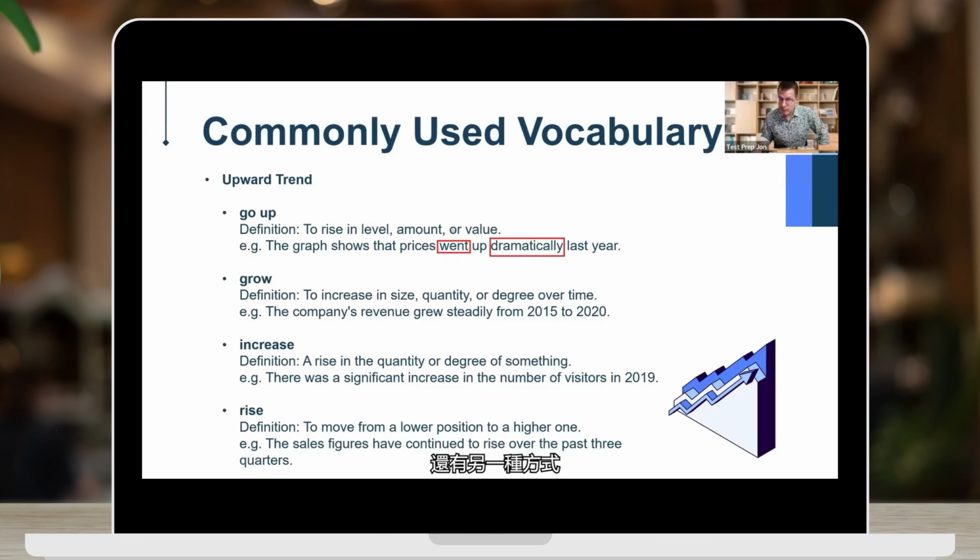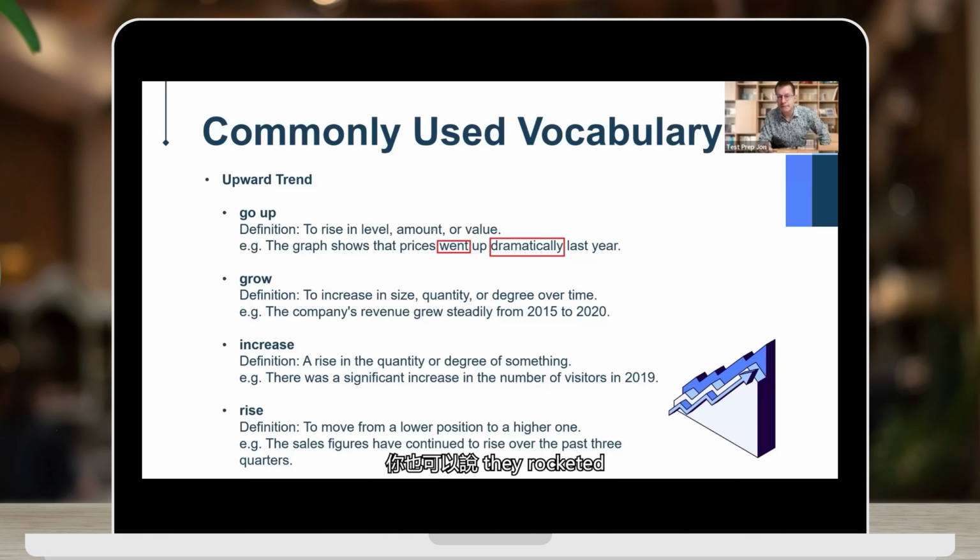Now, there's another way of doing this. Instead of using a low-level verb like go or went, and then having to add an adverb to it, like dramatically, in order to talk about how big the change was, you could use some high-level vocabulary, which not only talks about a change, but at the same time talks about how big that change was. So instead of saying that prices went up dramatically, we could say they soared. Soared is a useful verb because it doesn't just mean go up, it means went up very high.